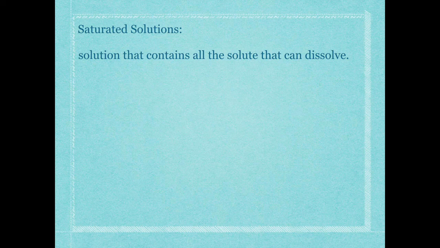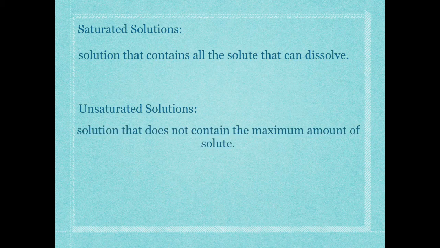Okay? So a lot of the time you reach this point when you're mixing, for example, if you were to mix hot chocolate into water. At a certain point, you've added as much solute as can be dissolved, and then past that point, you're just going to end up with solid on the bottom. Now, before you hit that point, if you have an unsaturated solution, that is a solution that does not contain the maximum amount of solute. So an unsaturated solution would be a solution that can still dissolve more solute.